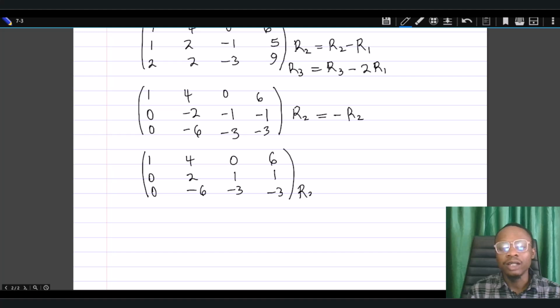So we can say that R3 equals R3 plus, well, multiply this by 3, we know it gives us 6, so we can say plus 3R2. That ensures that this becomes 0. That's our objective.